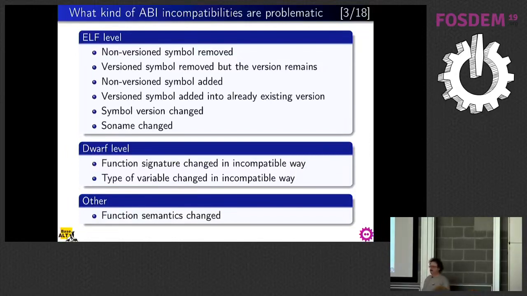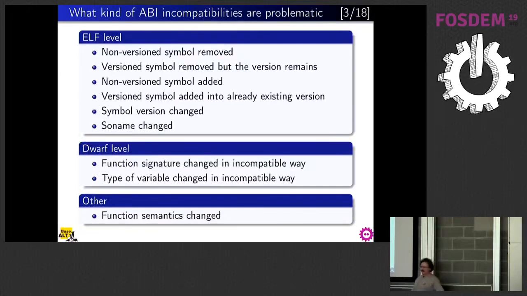Some other kinds of incompatibilities you can check at DWARF level, like changes of function signatures in an incompatible way, or types of variables. What is an incompatible way? For example, the number of arguments of a function changes, or the size of a variable changes. It's not as easy as it sounds to define formally what an incompatible change is. I'll talk about it a bit later.